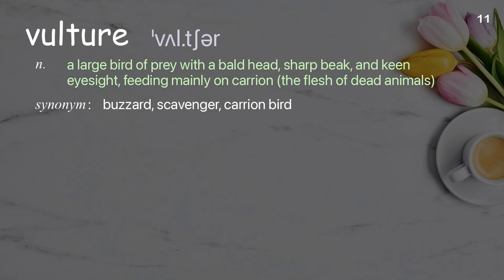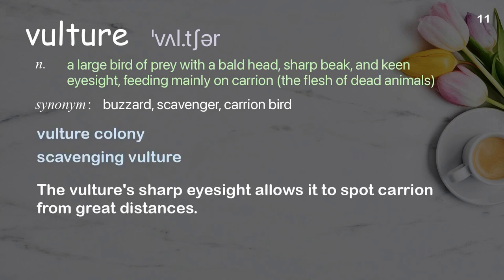Vulture. A large bird of prey with a bald head, sharp beak, and keen eyesight, feeding mainly on carrion, the flesh of dead animals. Examples: Vulture colony, scavenging vulture. The vulture's sharp eyesight allows it to spot carrion from great distances.